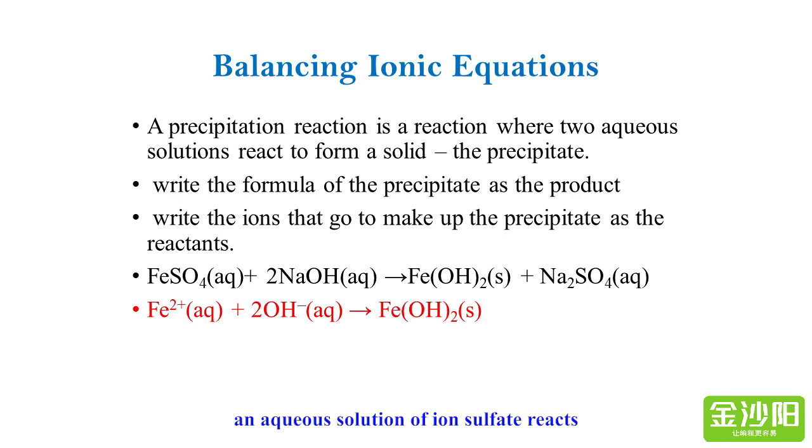An aqueous solution of iron sulfate reacts with an aqueous solution of sodium hydroxide. A precipitate of iron hydroxide is formed, together with an aqueous solution of sodium sulfate. So the ionic equation is iron ions in aqueous reacts with two hydroxide ions in aqueous to form iron hydroxide in solid.